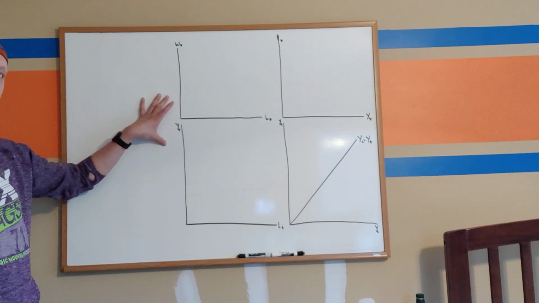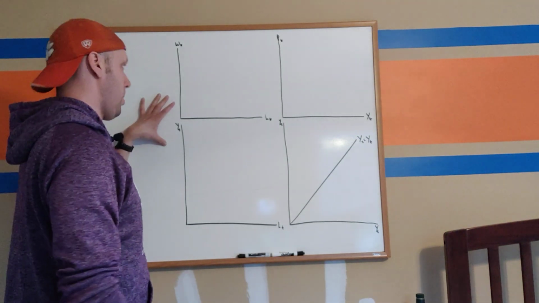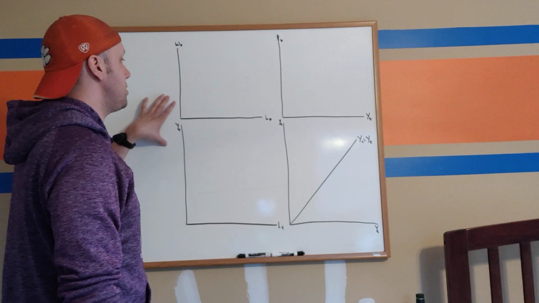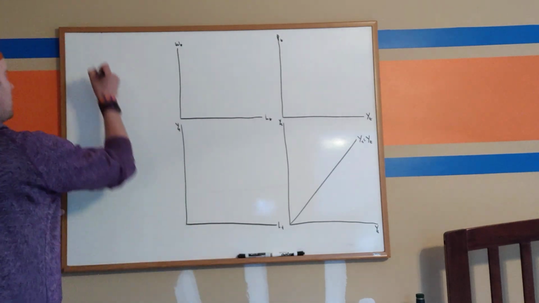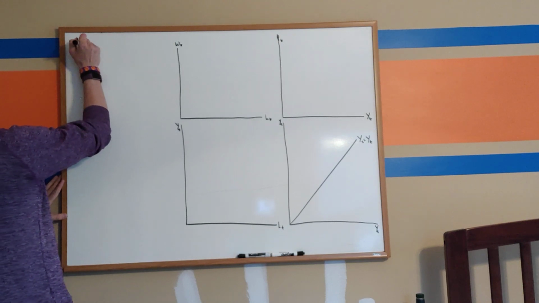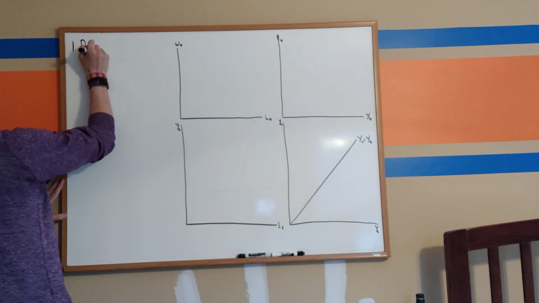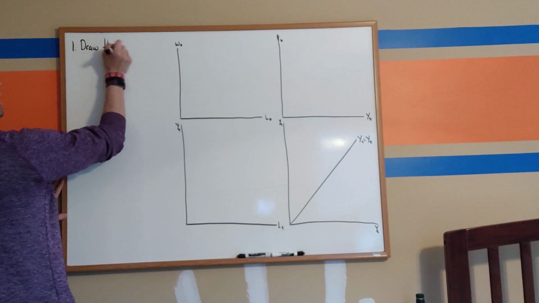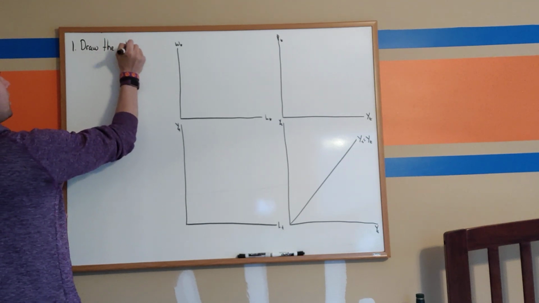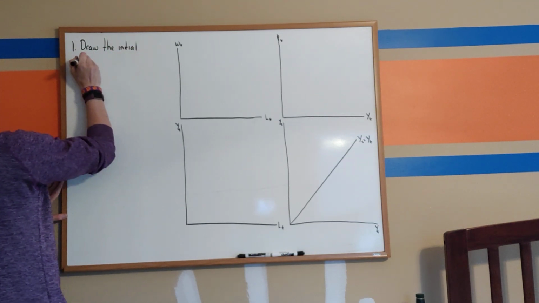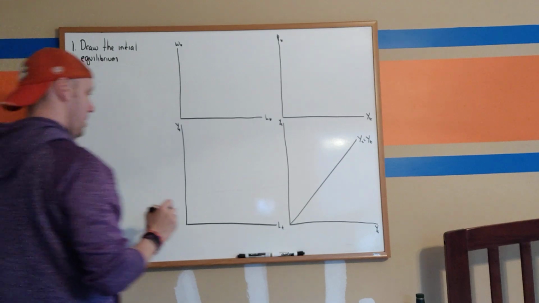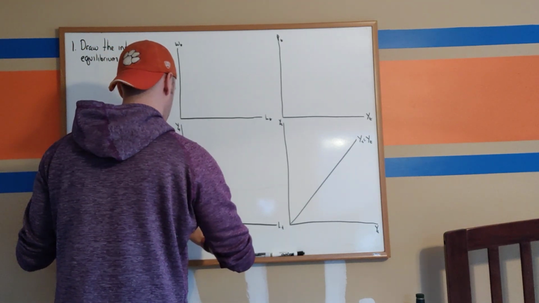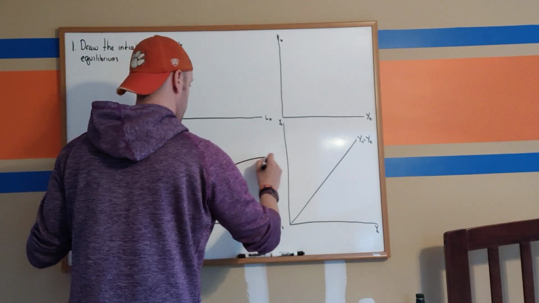I left everything blank, and the idea is that you are going to have to first draw out the initial equilibrium. So, step one, draw the initial equilibrium. Okay, so we'll start out with just some kind of a production function.